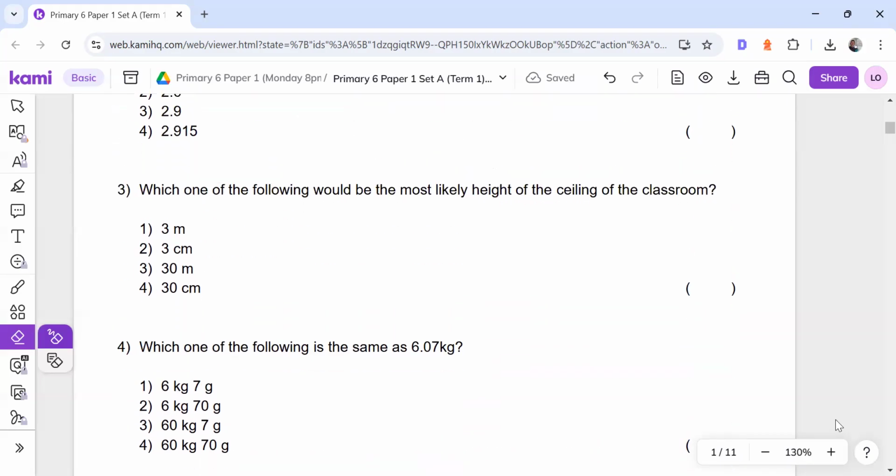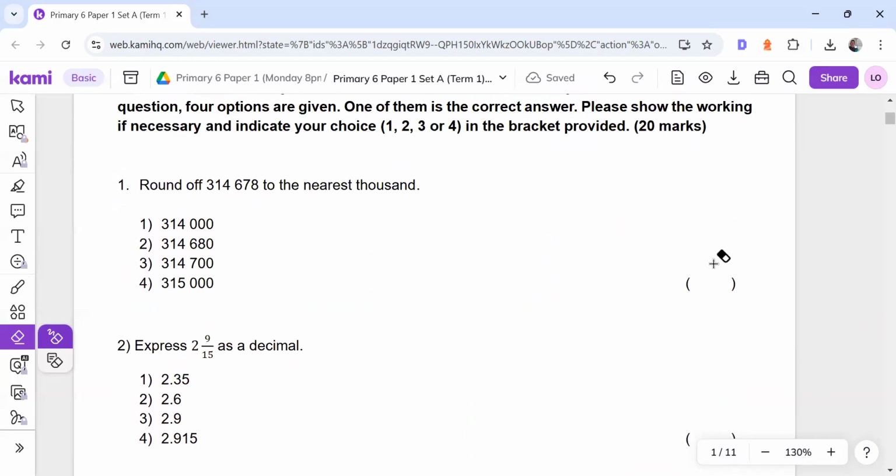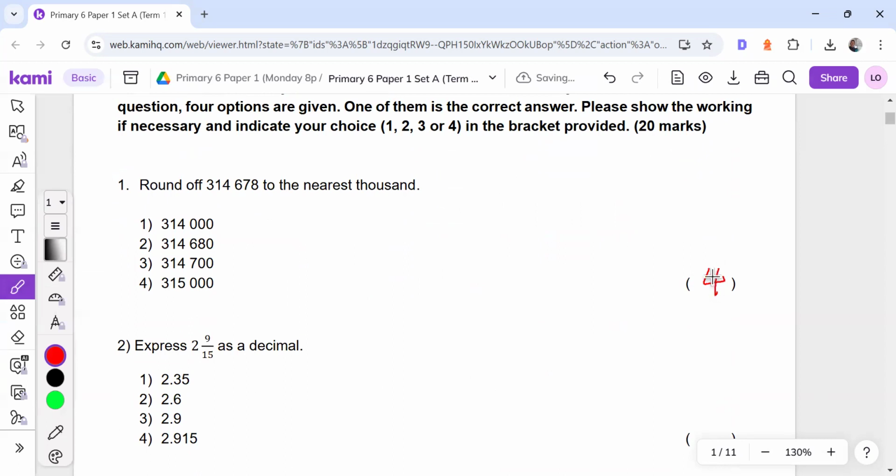We will go through all the questions one by one, so by the end of 1 hour we should be able to complete all the questions. Question one, the answer is number four. If you have a mistake, take a green pen to do your corrections. All right, shortcut.